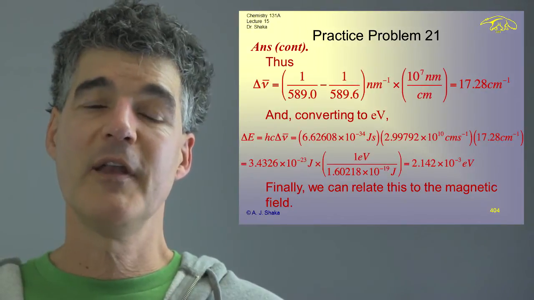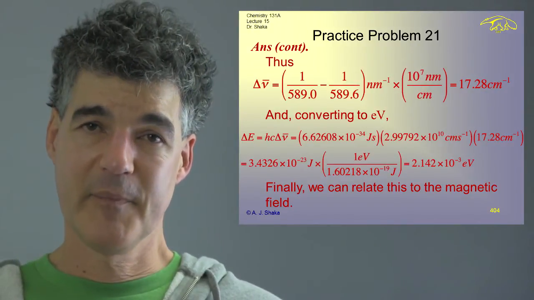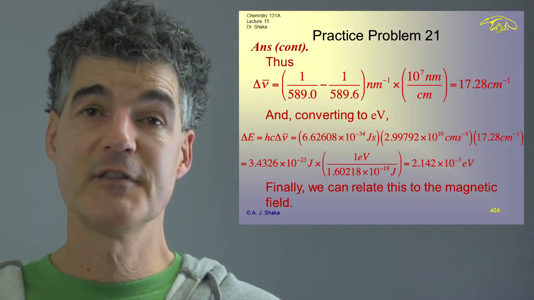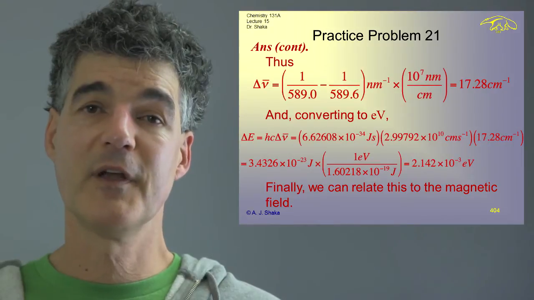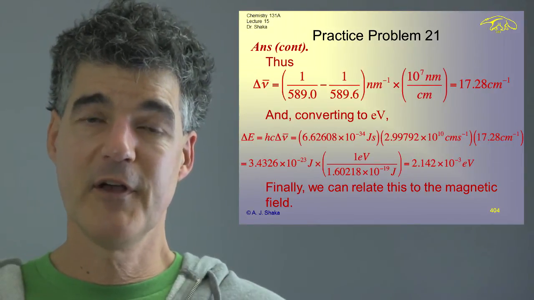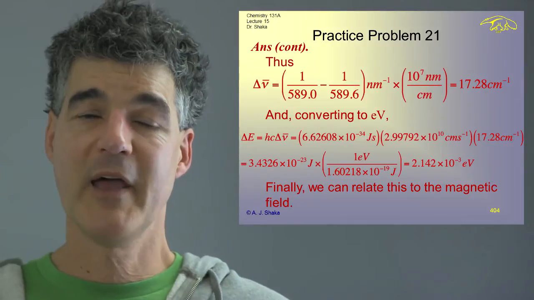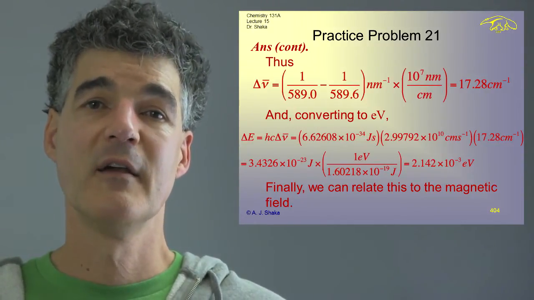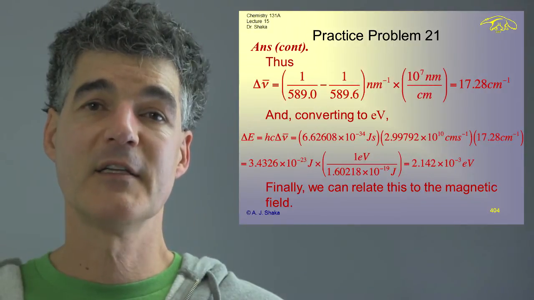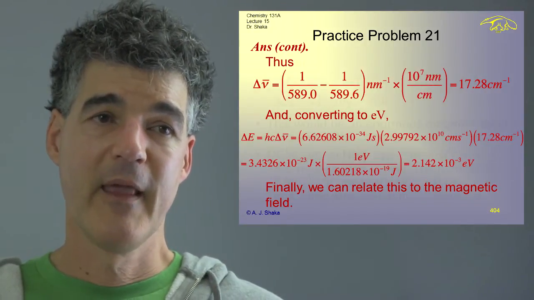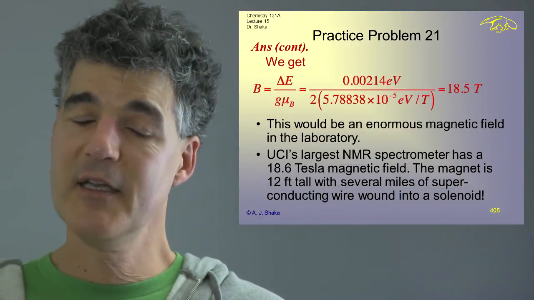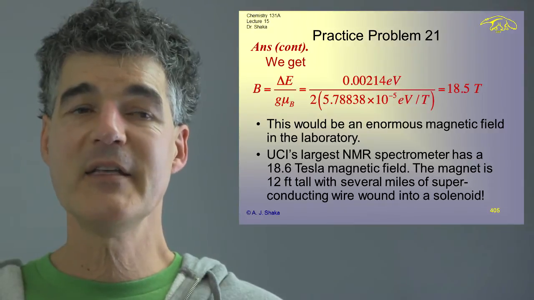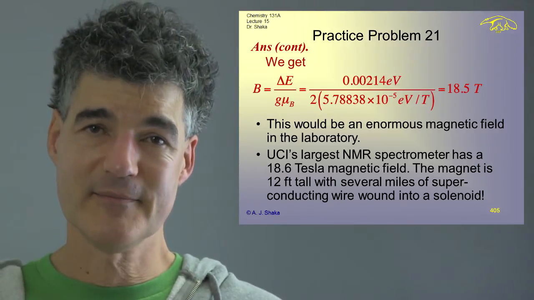Finally then, okay, we know the spin-orbit splitting. Let's then use our formula for the energy difference of an electron in a magnetic field. We know the energy difference. We know the g value of the electron. We know the Bohr magneton, that's a constant. We look that up. Let's figure out then what the apparent magnetic field is that this electron is seeing. And what we get if we take delta E divided by g times the Bohr magneton is 18.5 Tesla.